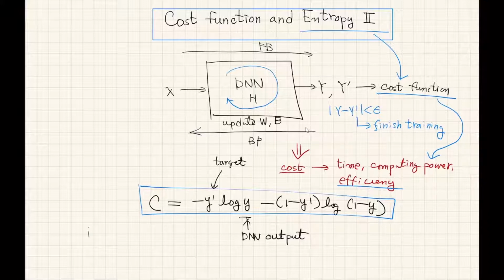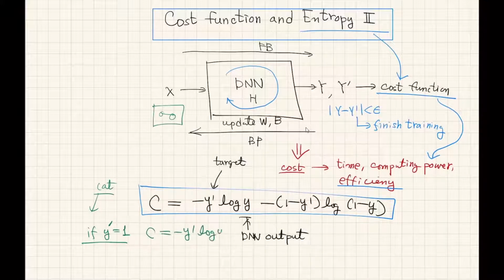Let's assume that y is equal to 1, y dash is equal to 1, that means our target value is 1. That means in the classification case, let's assume this x is the input picture and y is the classification. Let's assume that we have a picture here. Probably the labeled target output could be cat. In those cases, cat would have been number 1. Then C becomes minus y dash log y. So then this term is going to be the dominant term to determine the cost.